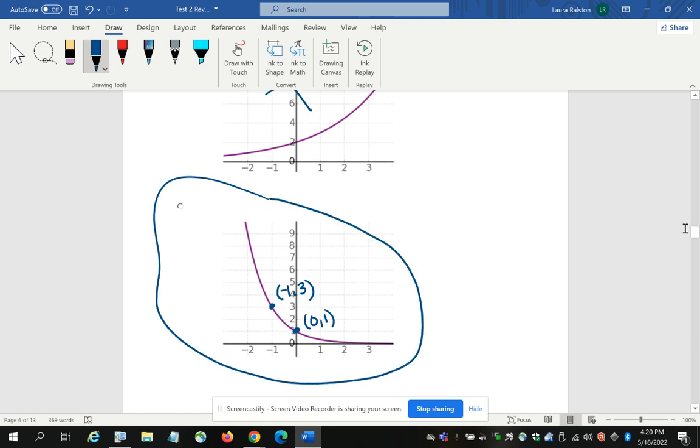Okay, it's just a visual inspection comparing it to what you see on your graphing calculator screen.